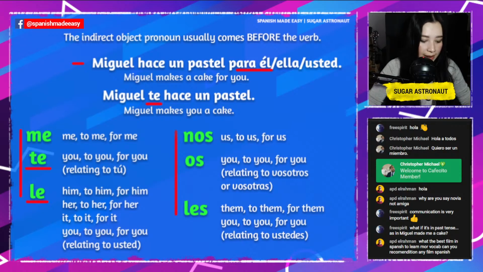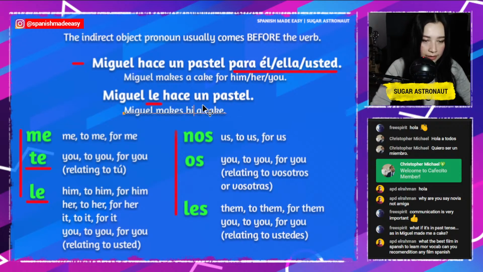Miguel hace un pastel para él, or para ella, or para usted. Essentially you're saying Miguel makes a cake for him, her, or you, formal. Okay? Singular and formal. Usted. Remember that. So that's the indirect object. Para él, para ella, para usted. And if you want to replace para él or para ella or para usted, you can just say Miguel le hace un pastel. And this means Miguel makes him, her, or you a cake.